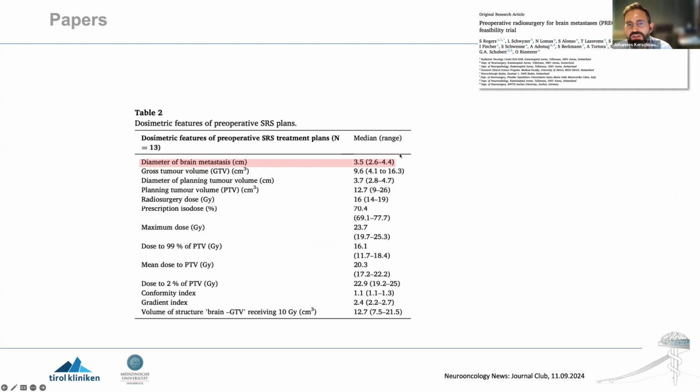A little smaller, of course, given the limitations of radiosurgery. So they just included brain mets up to 4.4 centimeters, and not 7 as the Augsburg group did, and went for radiosurgery according to the needed dose of mean 16 gray.